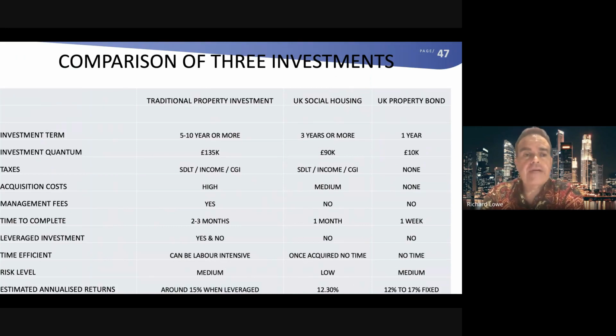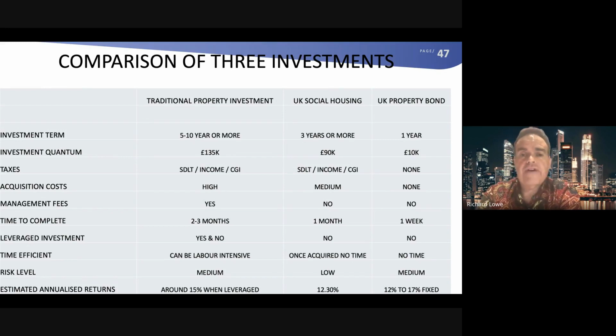So just comparing here, I mean, there are lots of things that could be compared. Down the left-hand column, we can see some of the things that I have compared. And when we look at any investment portfolio, it should really have a balance of long-term, medium-term, and some short-term investments. And here, within these 3 different investments, we can cover all 3.